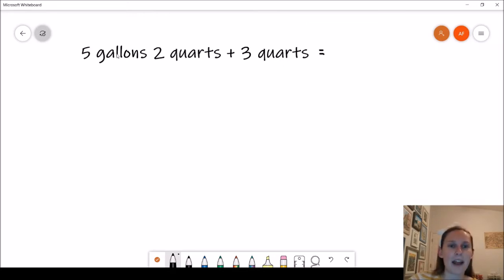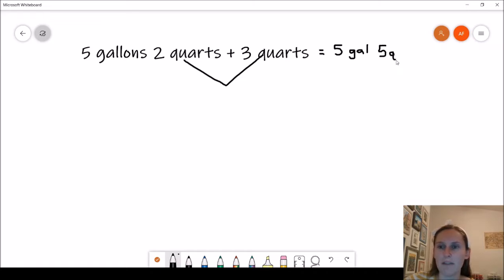I see I have 5 gallons here, and I don't have any gallons over here. So 5 gallons plus 0 gallons would give me 5 gallons. And then I can add my quarts together, 2 quarts plus 3 quarts, because those are the same unit. 2 quarts plus 3 quarts will give me 5 quarts. But I do know that it only takes 4 quarts to make a gallon, which means with these 5 quarts, I'll be able to regroup another gallon.